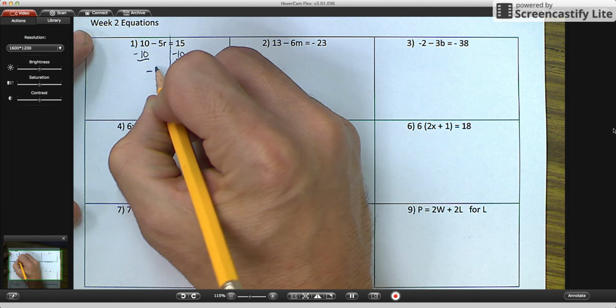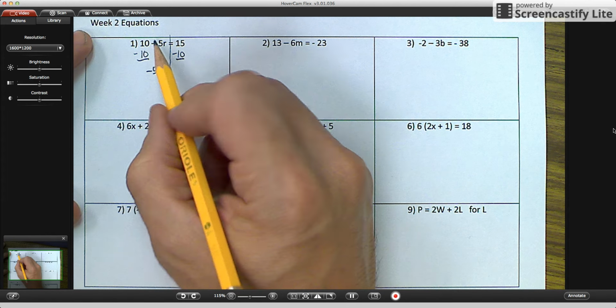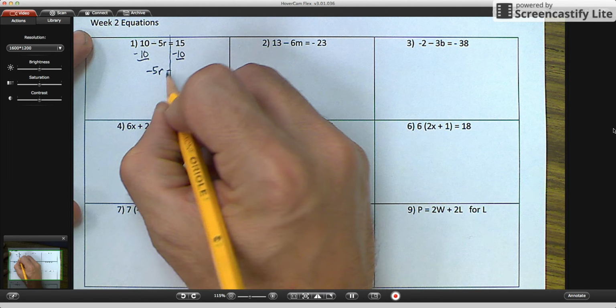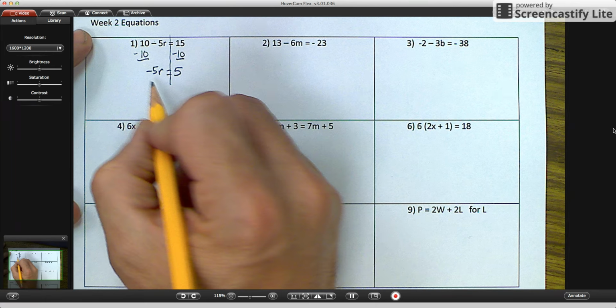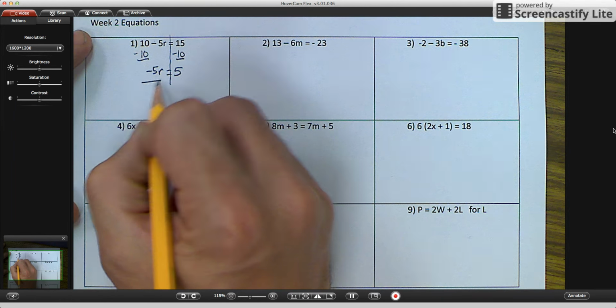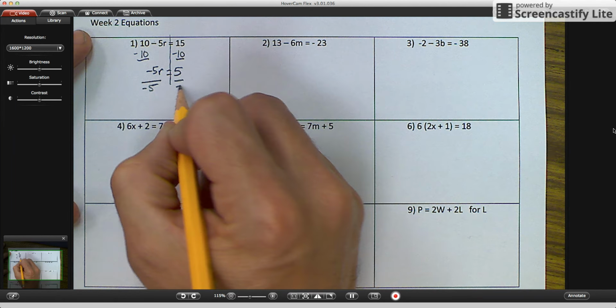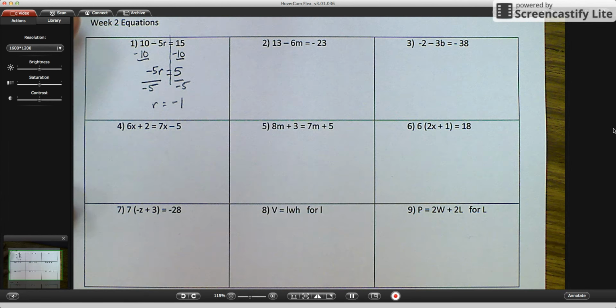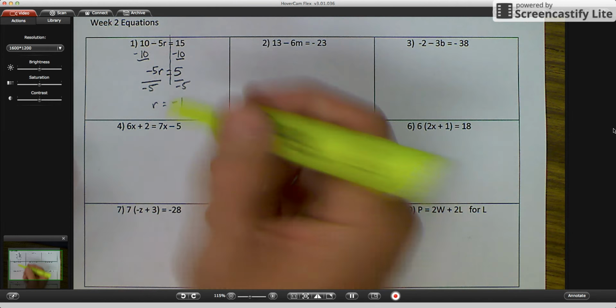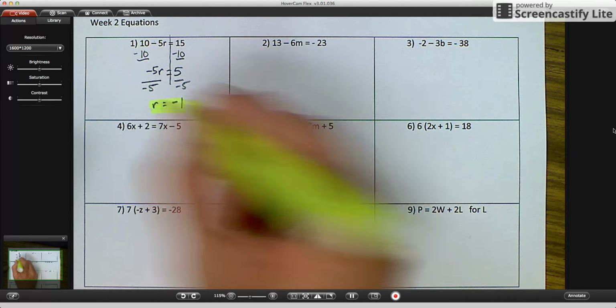I would get a negative 5r. Make sure that you don't forget about that negative sign. Is equal to 15 minus 10 is 5. And then I have a negative 5r equals 5, divide by a negative 5, divide by a negative 5, and you get r is equal to a negative 1. And I'm going to highlight my solution so that when you come in tomorrow, you can see it.